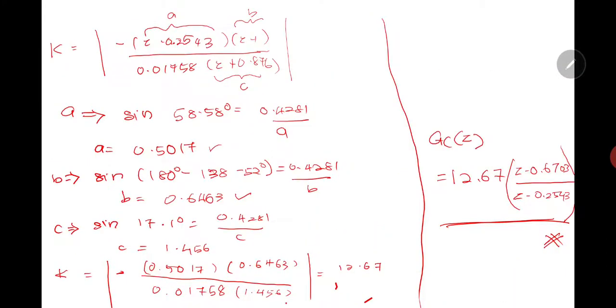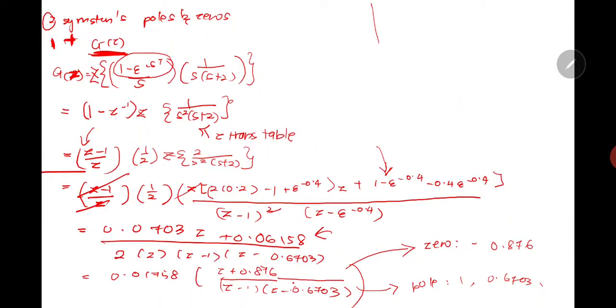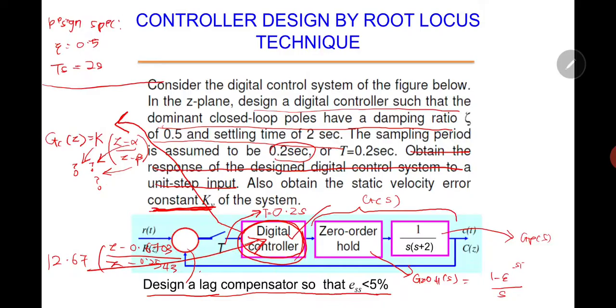So we have this transfer function, and we have done the first part of the question. Then we need to find KV and also design a phase-lag compensator so that the steady state error is less than 5%.